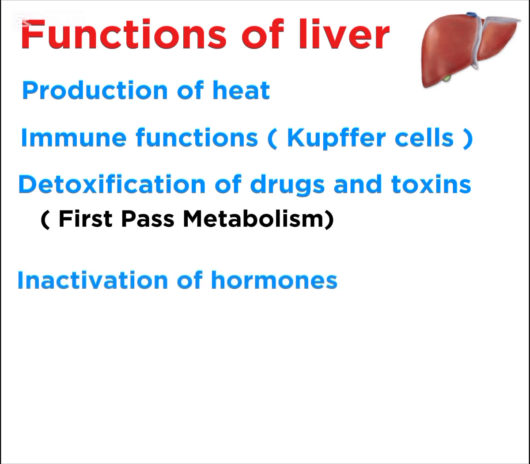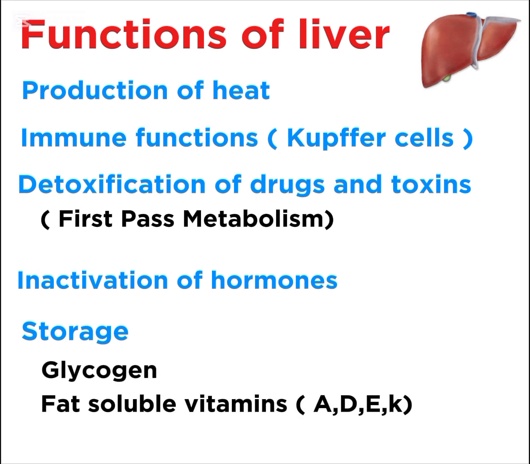Inactivation of hormones, which includes insulin, glucagon, cortisol, aldosterone, and sex hormones. Storage. Liver is the main site of storage for glycogen, fat soluble vitamins, which includes vitamins A, D, K, and E, iron, and copper.